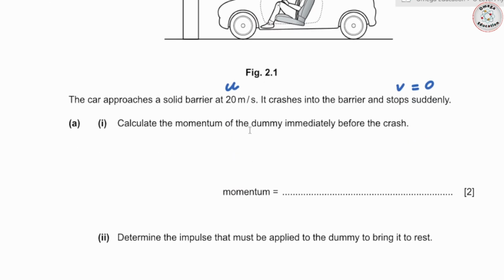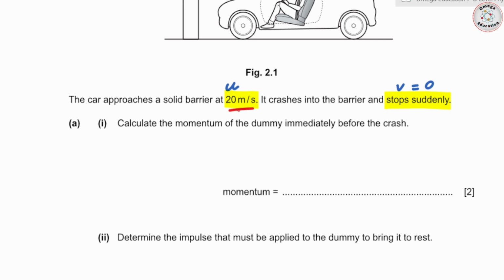The car approaches a solid barrier at 20 meters per second. So this is the starting speed, the initial speed. It crashes into the barrier and stops suddenly. Finally, your car comes to a halt. Your car comes to a stop. Calculate the momentum of the dummy immediately before the crash. So before the crash, what is the velocity?